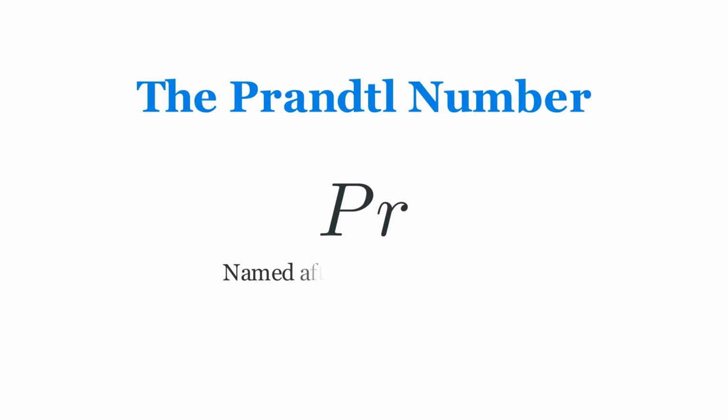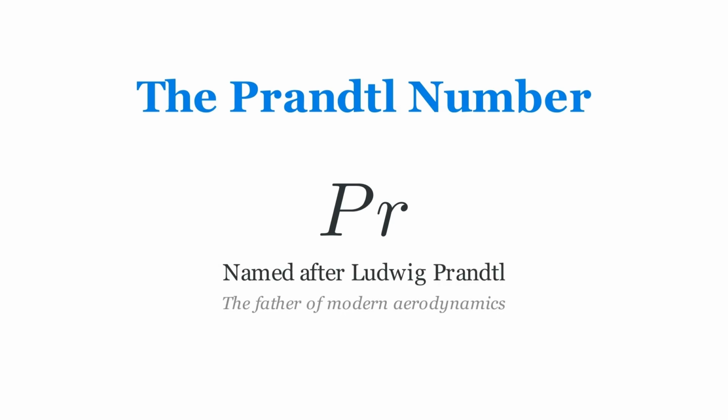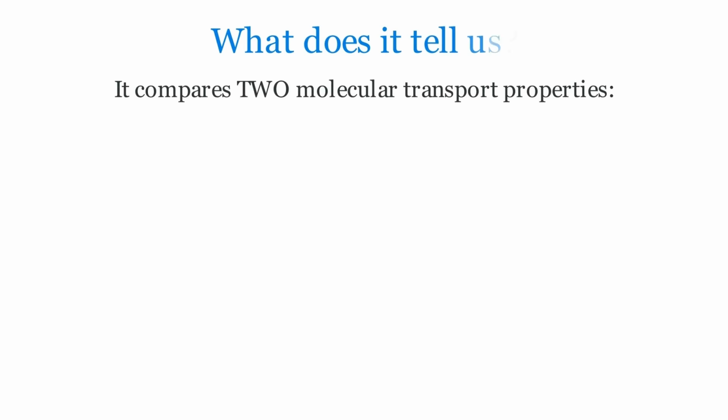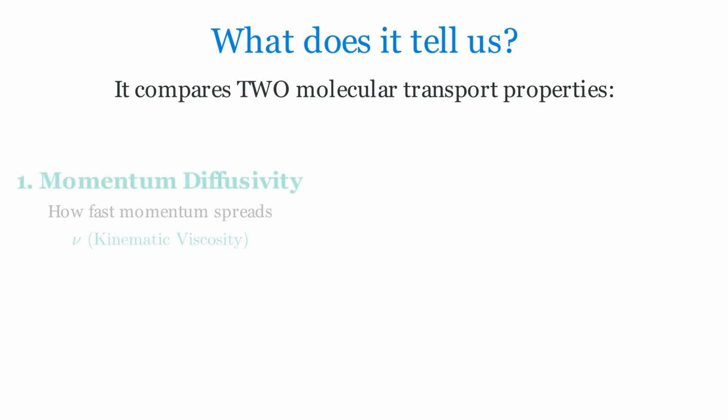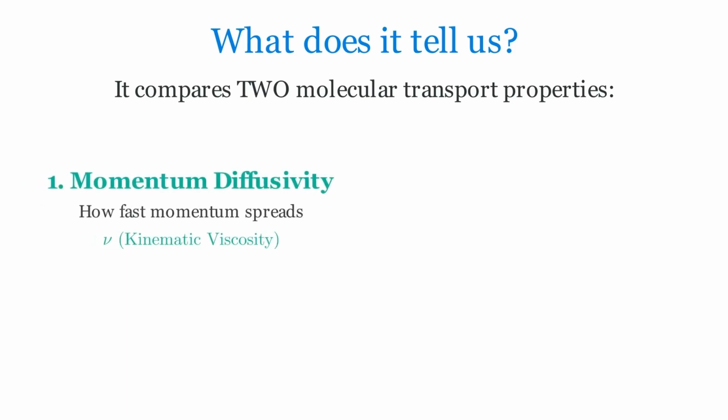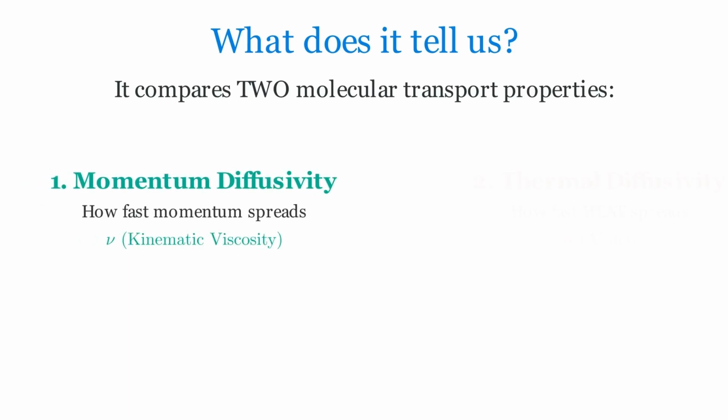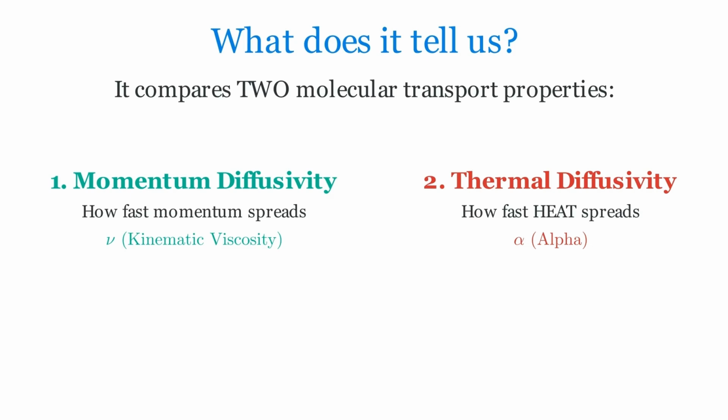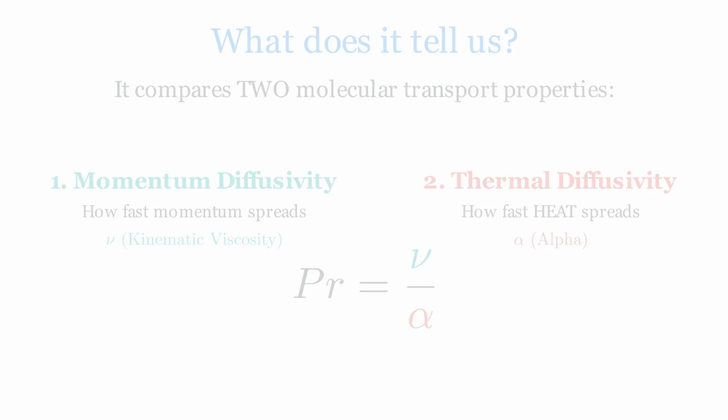Next, the Prandtl number, symbol Pr, named after Ludwig Prandtl, the father of modern aerodynamics. What does it tell us? Prandtl number compares two molecular transport properties: momentum diffusivity, how fast momentum spreads through the fluid, that's kinematic viscosity, nu. Thermal diffusivity, how fast heat spreads through the fluid, that's alpha. Pr equals nu over alpha equals momentum diffusivity divided by thermal diffusivity.